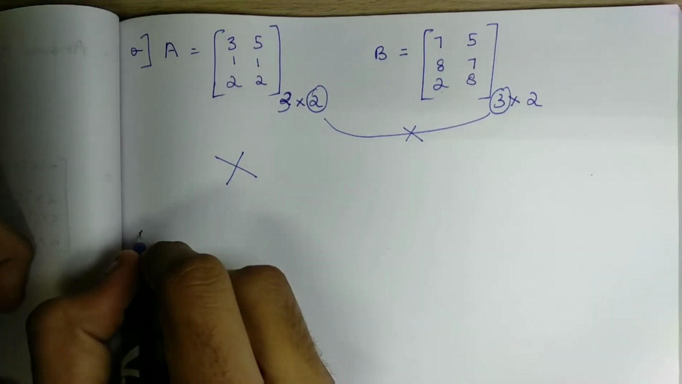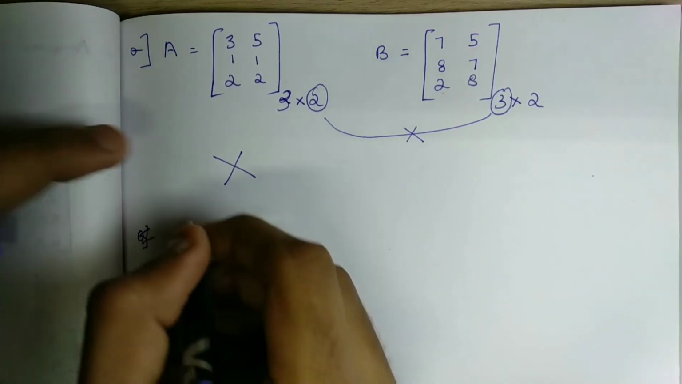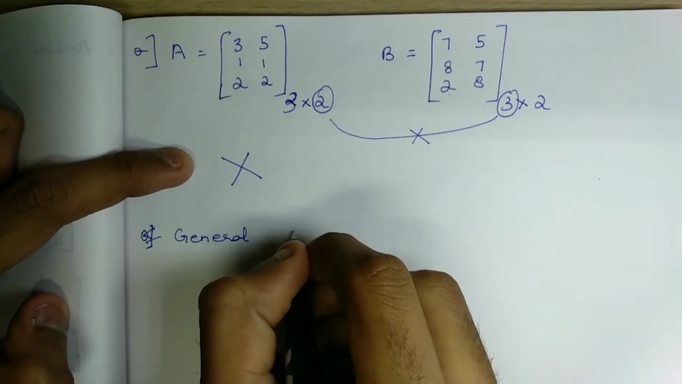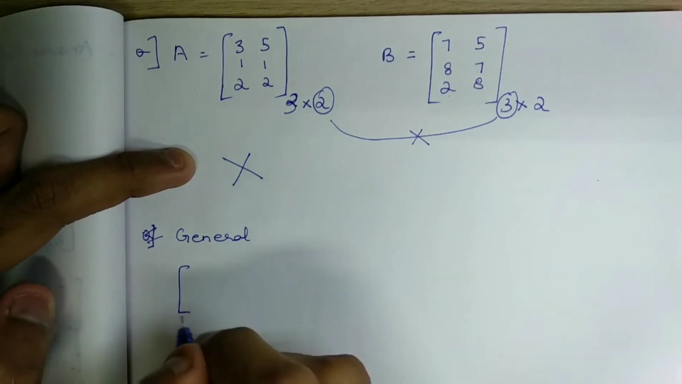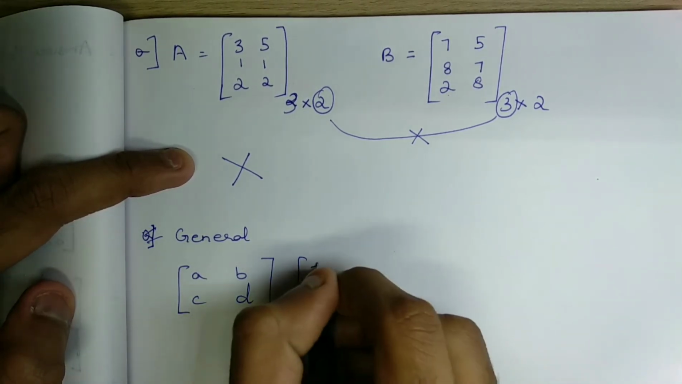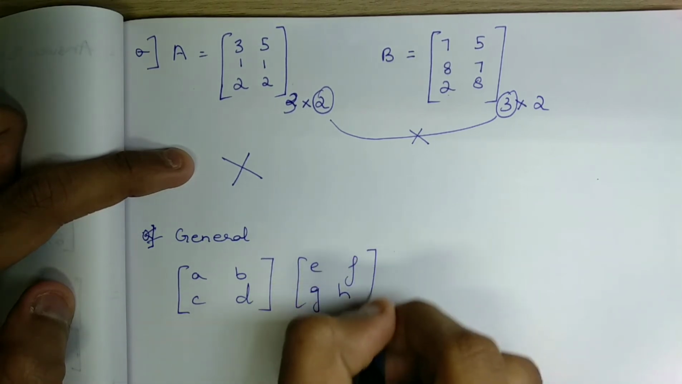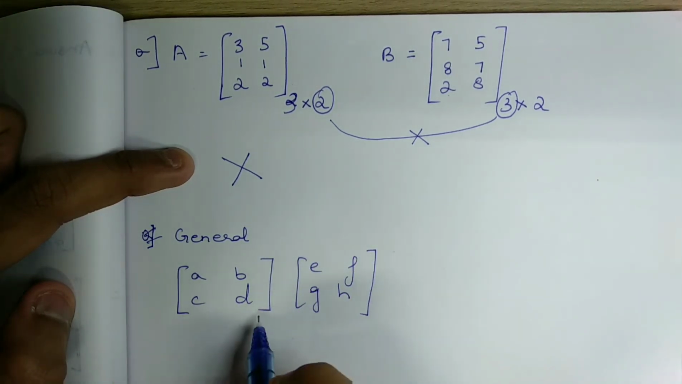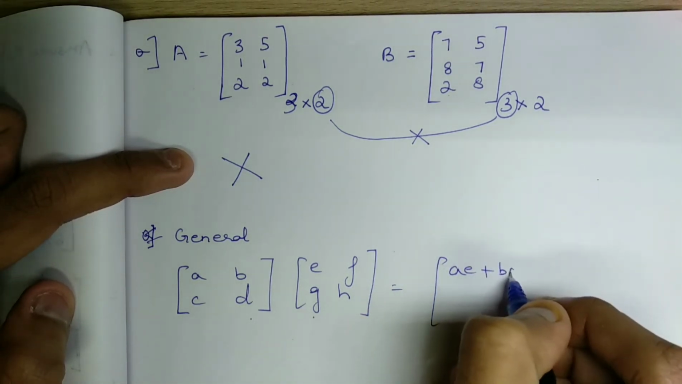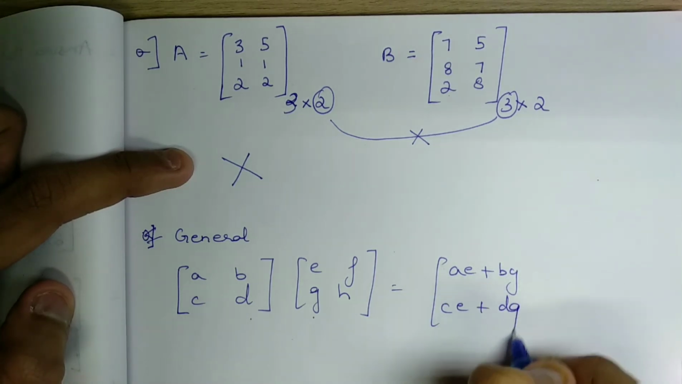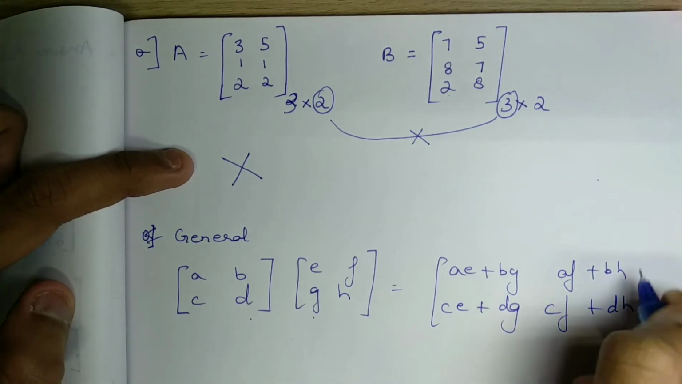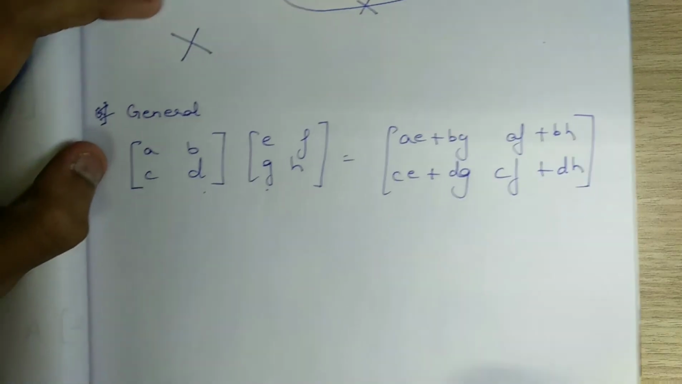So in general, maybe I write general. The number of columns of the first matrix must be equal to the number of rows of the second. That's all.